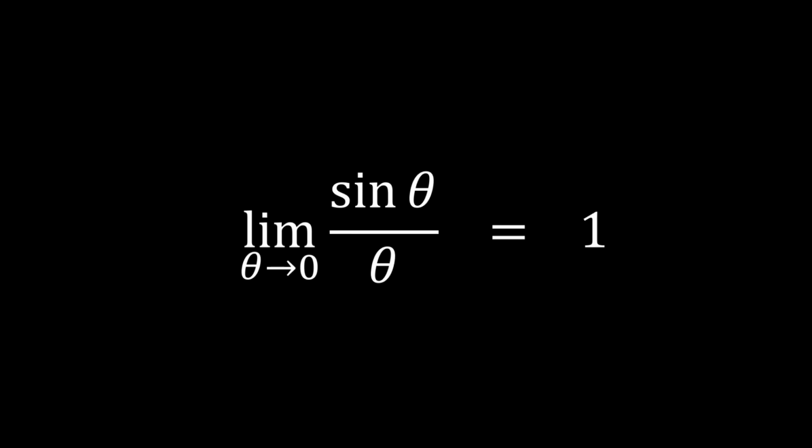In today's video, we demonstrated why the limit of sine theta over theta becomes 1 as theta approaches 0. Using this result, we'll proceed to prove the differentiation of trigonometric functions using first principles in the next video.